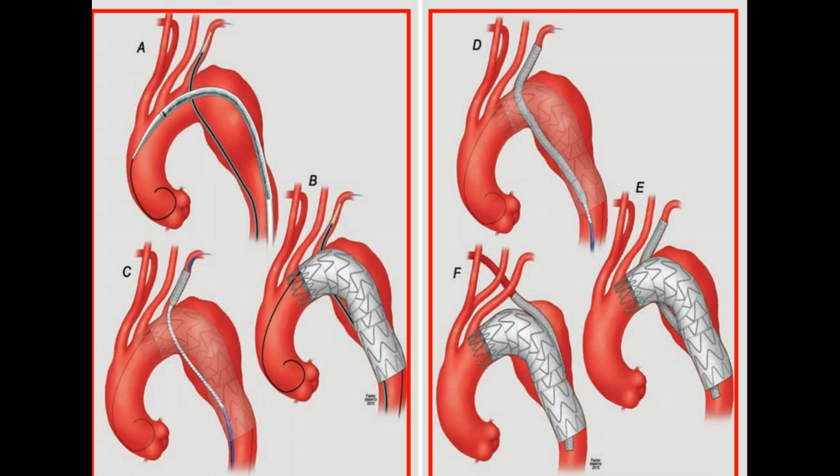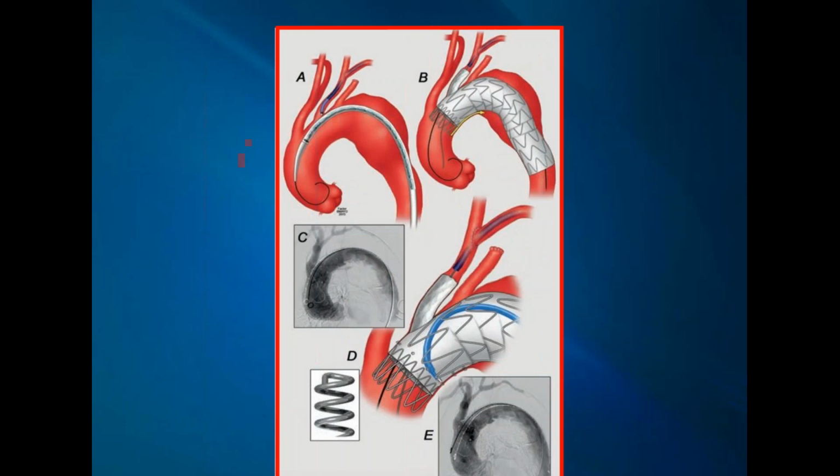This is what I called it has different names: chimney, sandwich, Brazilian, you name it. Essentially, you're coming from the arm, coming down, and then you have a stent graft right here. Your end result is this. So the subclavian is getting blood from the descending aorta going up.